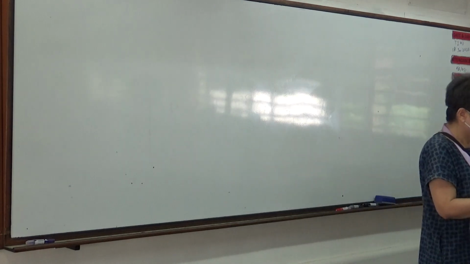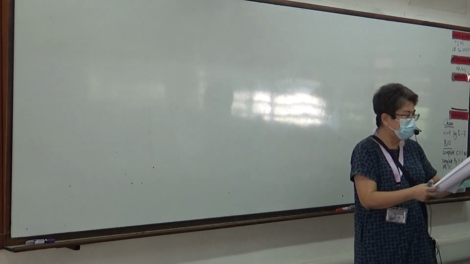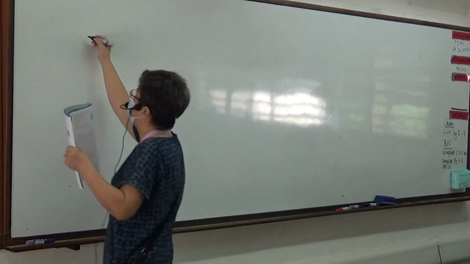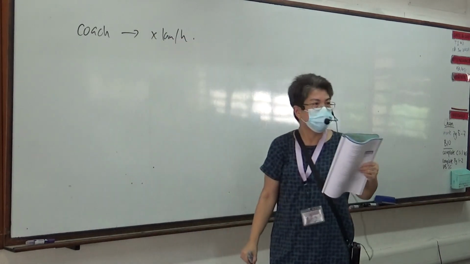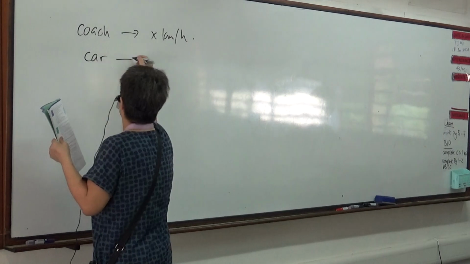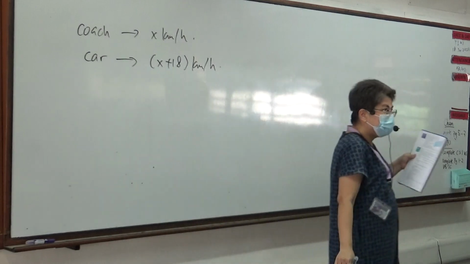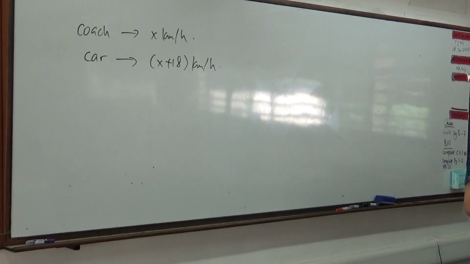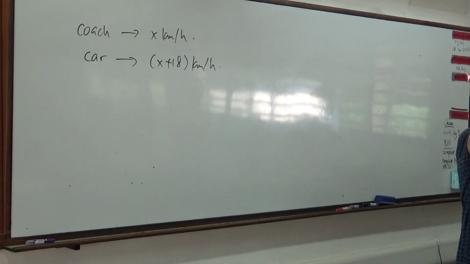Okay? Part 1. Write down an expression in terms of x for the number of hours the family would take to reach Kuala Lumpur if they choose to travel by car. The coach speed is x kilometers per hour, am I right? What about the car speed? x plus 18 kilometers per hour, right? Correct. But they didn't ask for the speed. They asked for an expression in terms of x for the number of hours the family would take to reach Kuala Lumpur if they travel by car. Time is distance divided by speed.